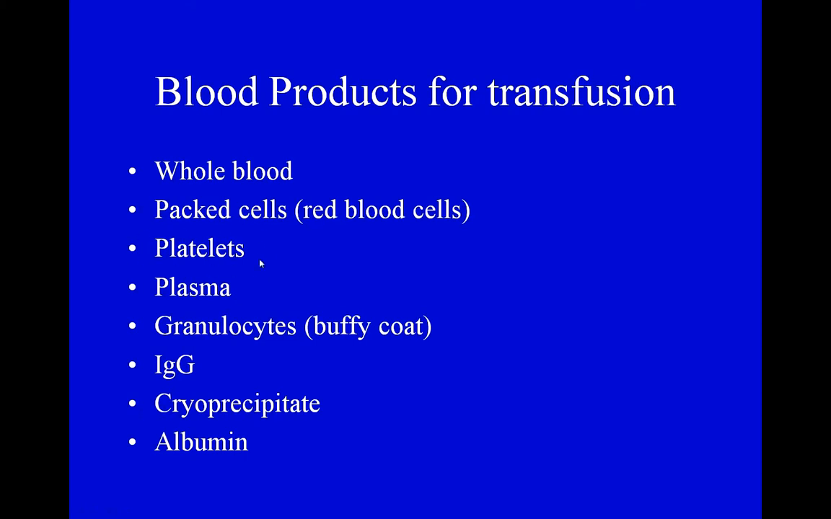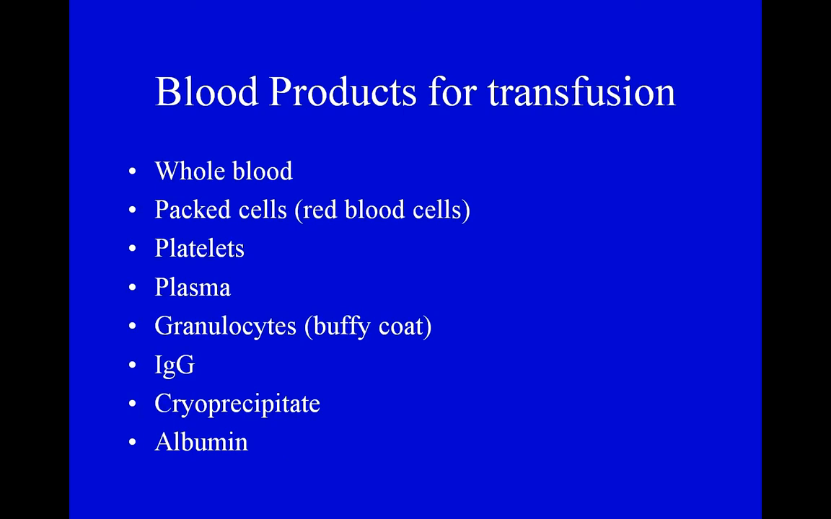Platelets, we'd give them to maybe patients who have DIC. White blood cells, we give those to patients who have severe infection. IgG immune globulins are part of the antibody system, and so we'd give them in patients who have severe infection. And then cryoprecipitate, really the main diagnosis we're giving that for is either hemophilia or DIC. Albumin is useful in patients who've had burn injuries.